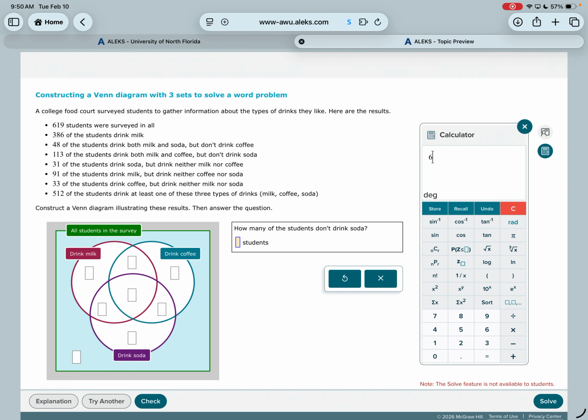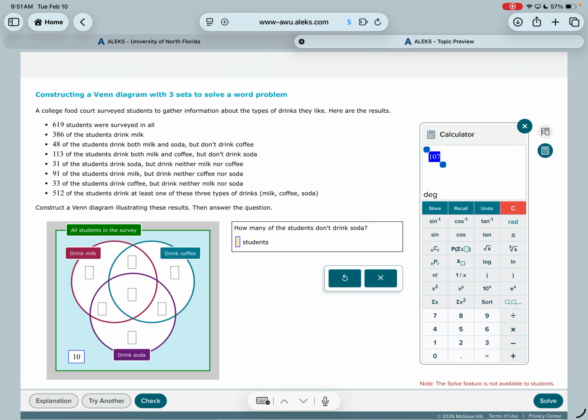So I can take the total number surveyed, 619, minus 512. That's everything in the circle. So there's 107 outside the circles. Okay. I'm going to keep working up from the bottom. 33 of the students drink coffee, but don't drink milk or soda. So that would be this number right here. 91 drink milk, but not coffee or soda.